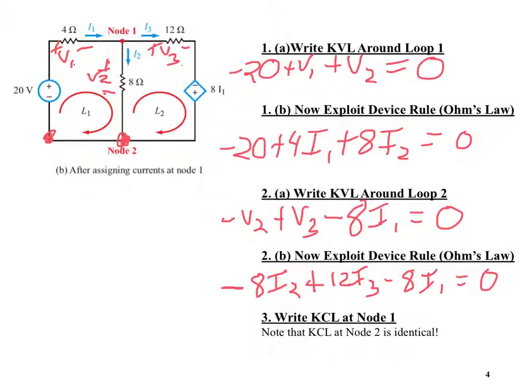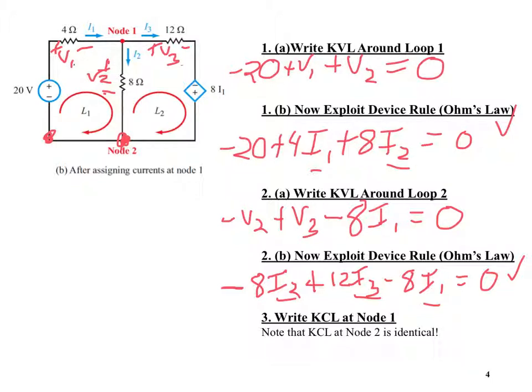So we now have 2 equations, 1 and 2. Notice that we have 3 unknowns. We have I1, we have I2, and we have I3. So we have 2 equations in 3 unknowns. That means we need 1 more equation, and that's why we need to do a KCL. Okay, but we've been told to do a KCL.